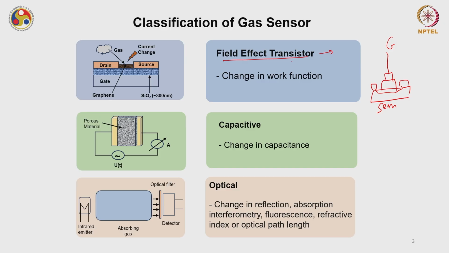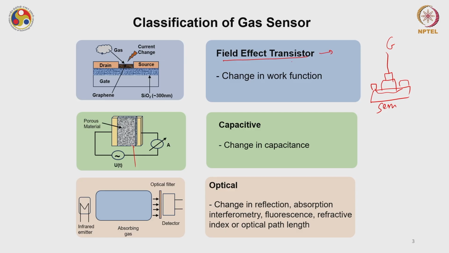So these FETs can exist in several ways. You can have a back-gated field effect transistor, an all-around gate field effect transistor, and a FinFET. There are a number of configurations. Okay, but the idea remains the same: what we are doing is we are trying to measure the change in the work function or change in the channel current of this FET.